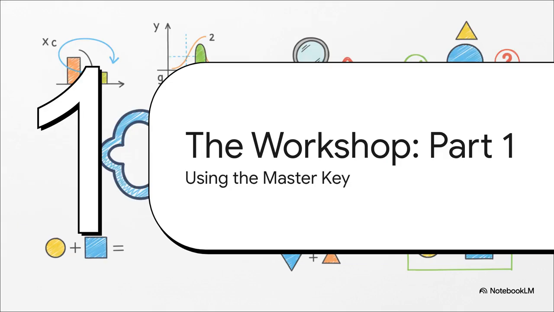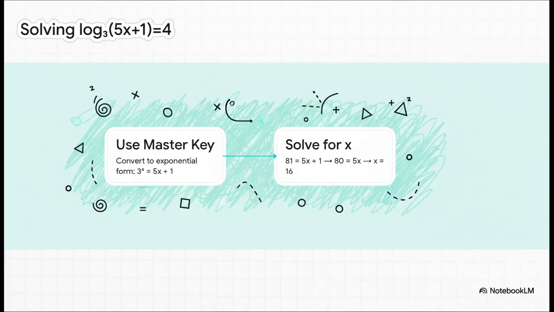Toolbox? Full. Let's head into the workshop and actually get our hands dirty. First, let's just use the master key on its own on a pretty standard-looking problem. Okay, so you see this: log base 3 of the quantity 5x plus 1 all equals 4. Don't let it intimidate you. Just pull out that master key.